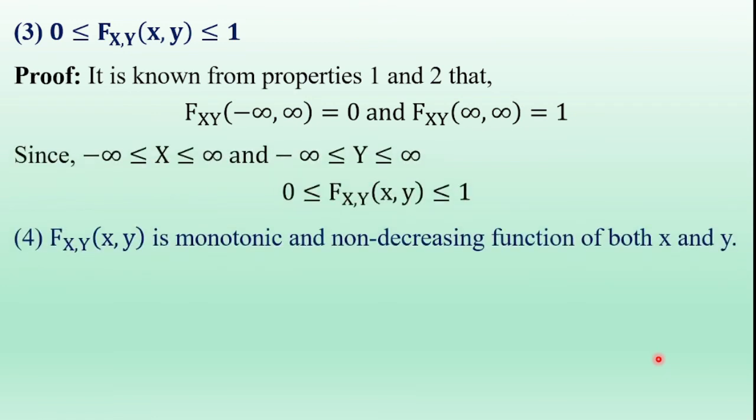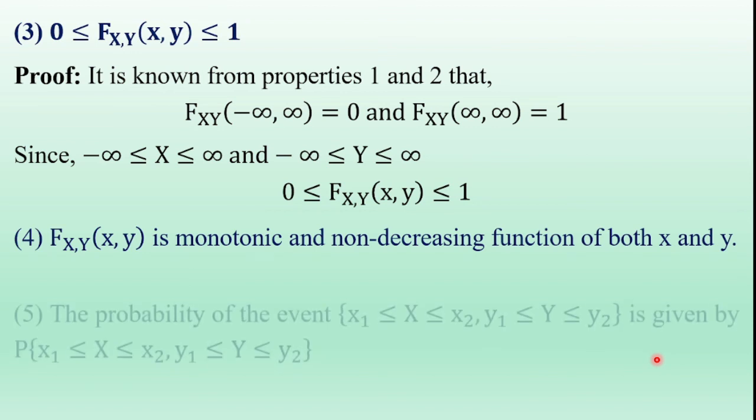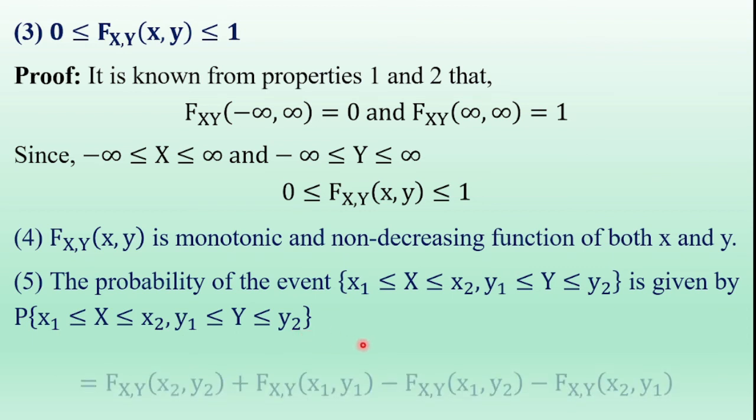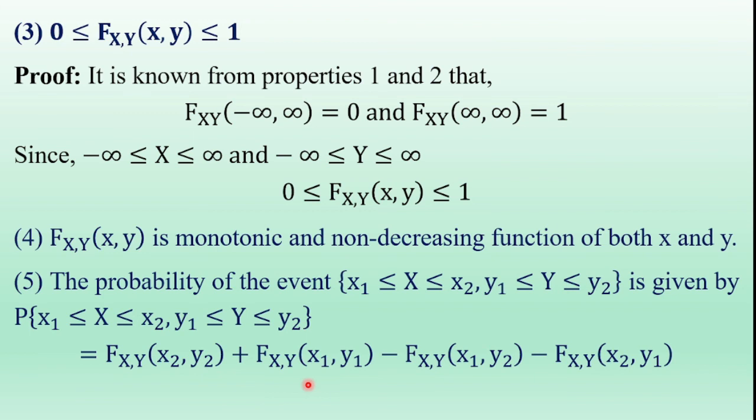Next, fourth property. The joint distribution function of the random variables X and Y is a monotonic and non-decreasing function of both x and y. Next property. The probability of the event x1 less than or equal to X less than or equal to x2, y1 less than or equal to Y less than or equal to y2 is equal to F_XY(x2, y2) plus F_XY(x1, y1) minus F_XY(x1, y2) minus F_XY(x2, y1). So these are some important properties of joint distribution function of the random variables X and Y.